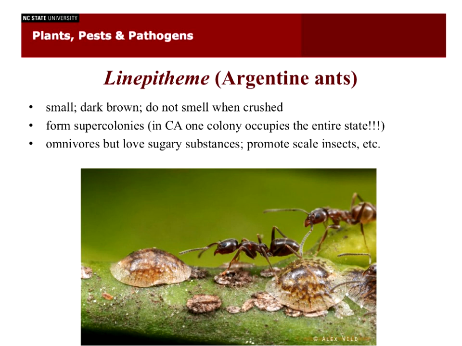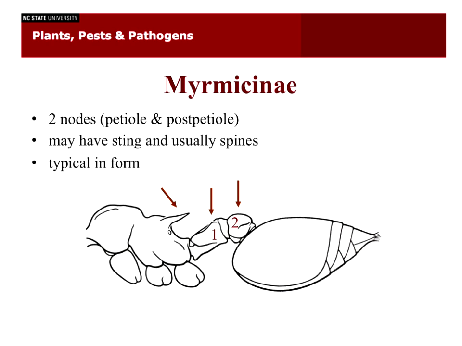Okay, so that's it for the Dolichoderinae. There are a couple other genera in the U.S., but they're not as commonly encountered. So lastly, let's talk about the Myrmicinae. This is the most species-rich and has the most genera of all of the ants in the U.S., and I'm going to be discussing many of them today.